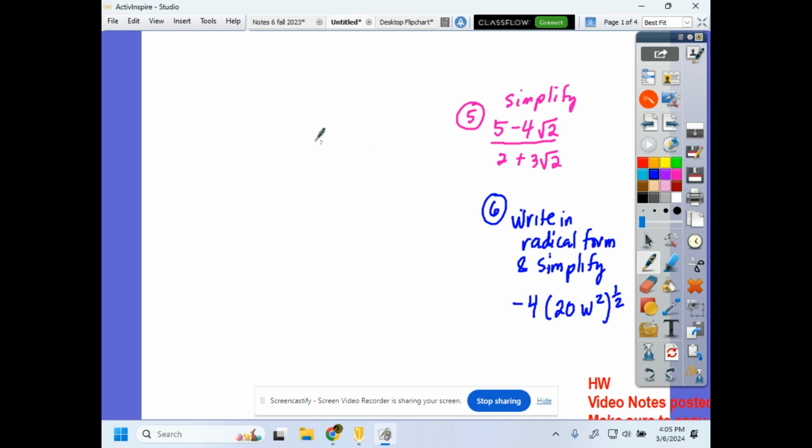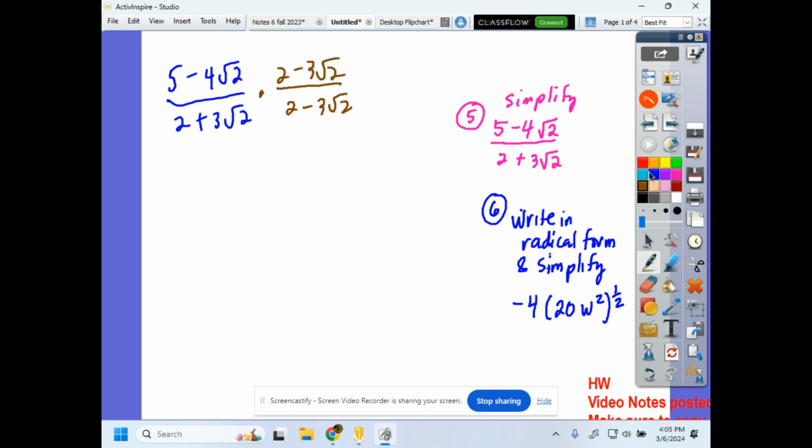Number 5, simplify 5 minus 4 square root of 2 over 2 plus 3 square root of 2. Get the conjugate: 2 minus 3 square root of 2, 2 minus 3 square root of 2. 5 times 2 is 10. 5 times that is negative 15 square root of 2. Negative 8 square root of 2. Negative times negative is positive. 4 times 3 is 12. Then square root of 2 times square root of 2 is 2. So the answer here is 24.